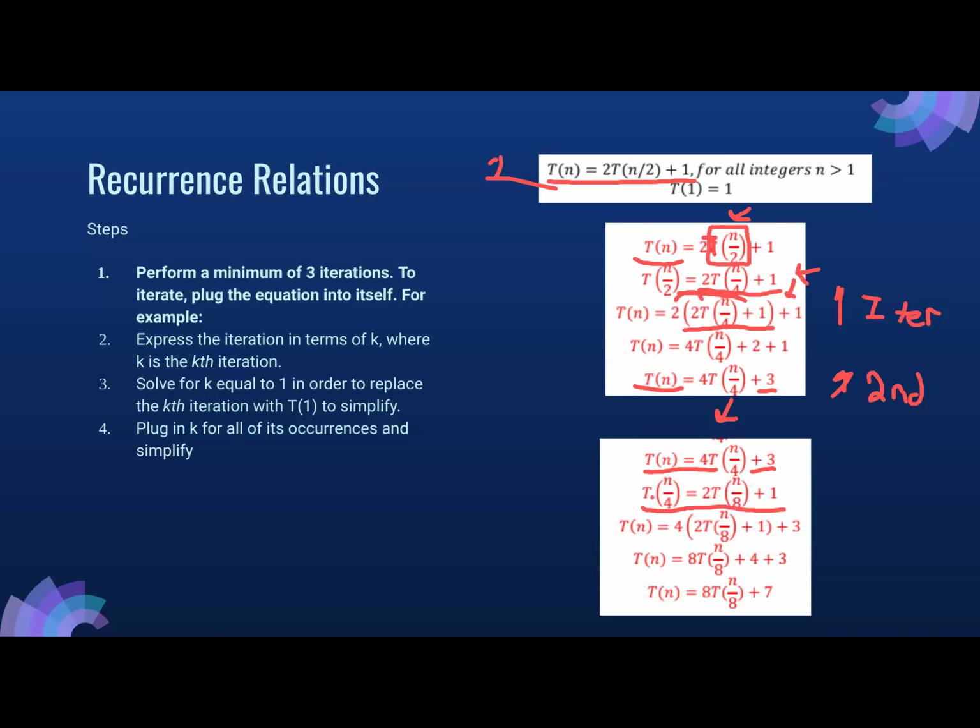Remember, n/4 is really just n/2 over 2, which is n/2 over 2 over 2, because the parameter right here, as we can see, T(n) equals T(n/2). So for n/4, when we plug it in, the parameter now becomes n/8. In the same way, if we plugged in n/8, it becomes n/16.